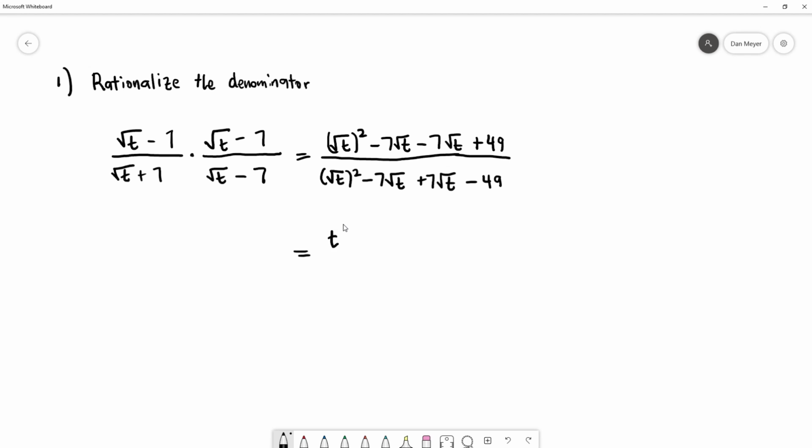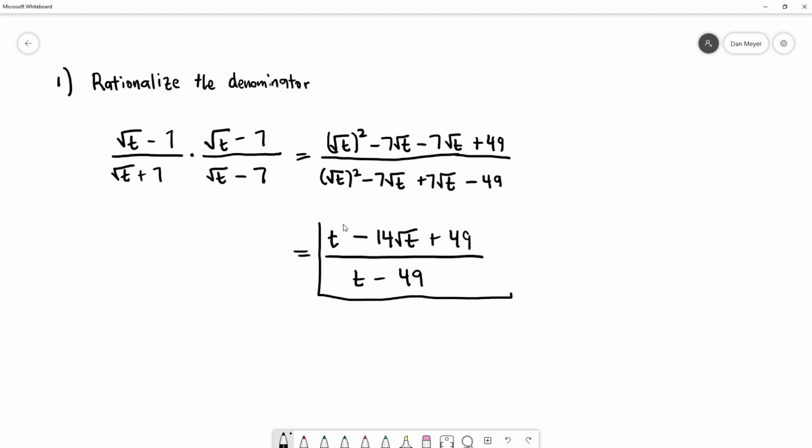So that's just t. When I combine like terms, those middle terms are like terms. They both have a root t. So that gives me minus 14 root t plus 49. And in the denominator, our middle terms cancel out. The plus 7 root t and the minus 7 root t cancel out. So we're just left with t minus 49 on the bottom. And that's all the further we can simplify this. Okay, so notice now our denominator has no square roots in it, and I guess we're happy about that.